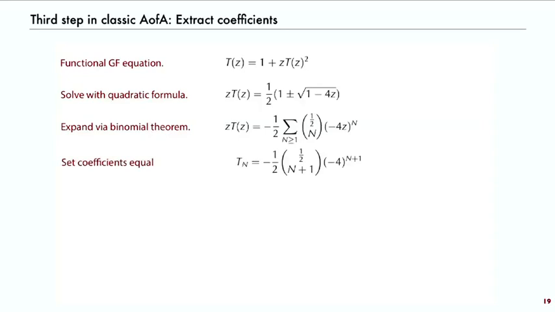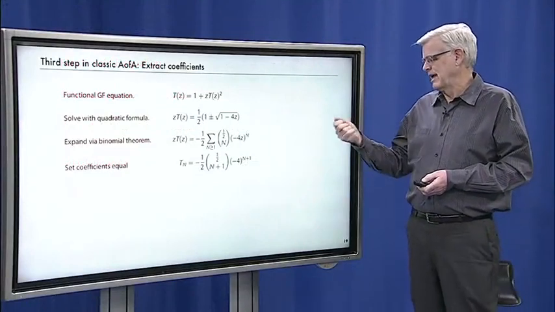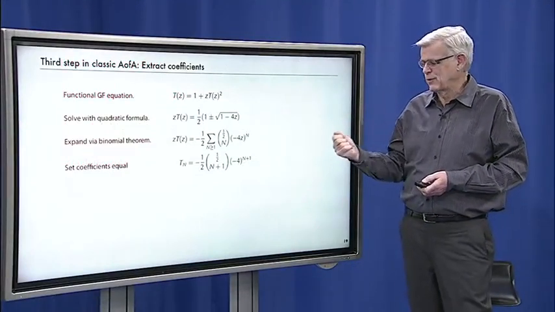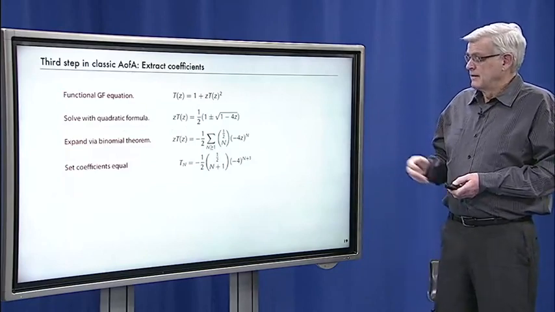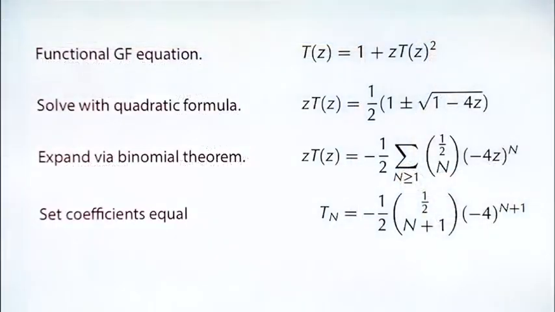Now, on the left-hand side, our coefficient is t to the n. On the right-hand side, well, we have to make a variable change to n plus 1. But setting coefficients equal, now we have this explicit expression for t sub n: minus 1/2, 1/2 choose n plus 1, times minus 4 to the n plus 1. That's an explicit expression for the number of binary trees with n nodes.